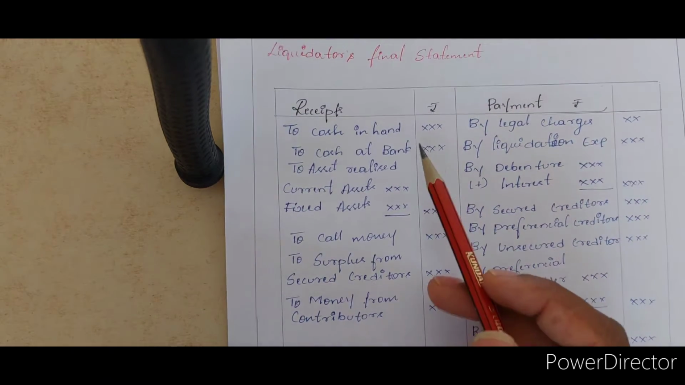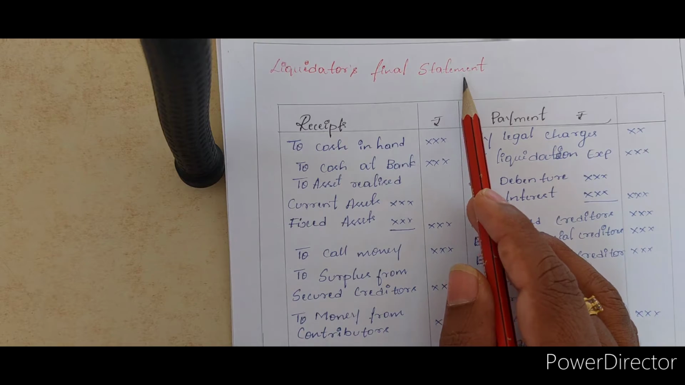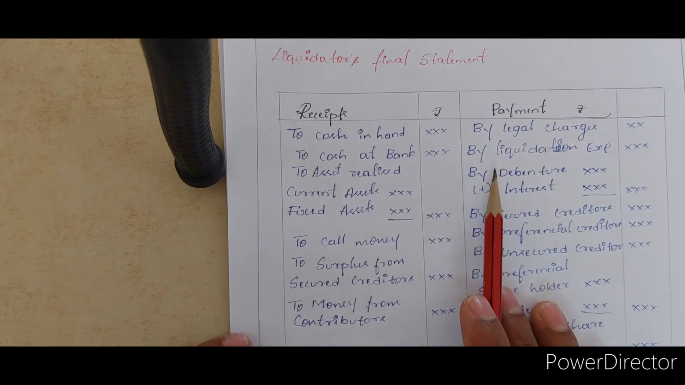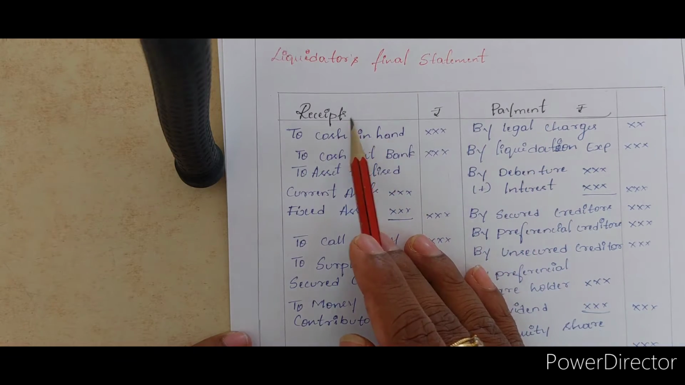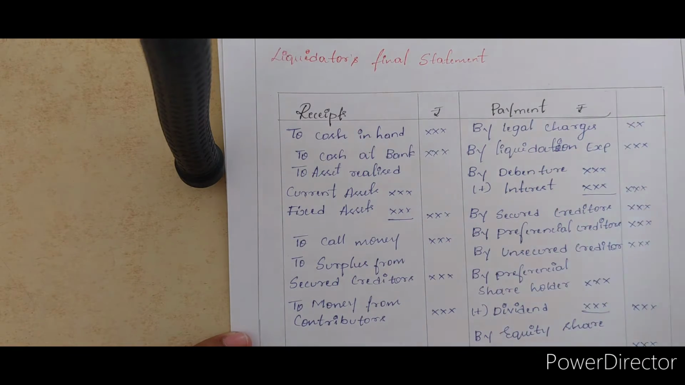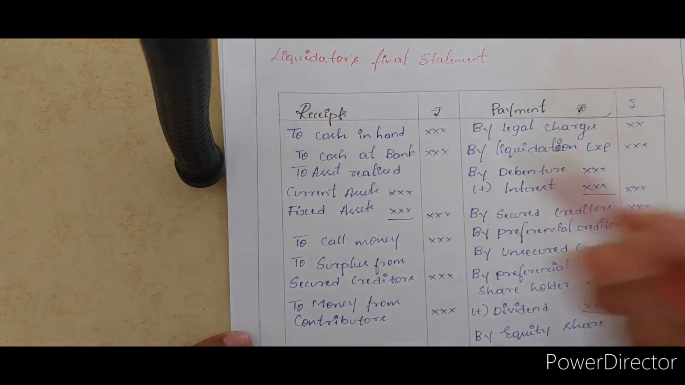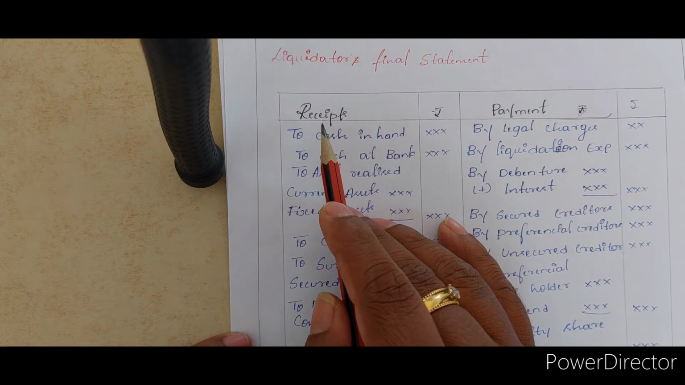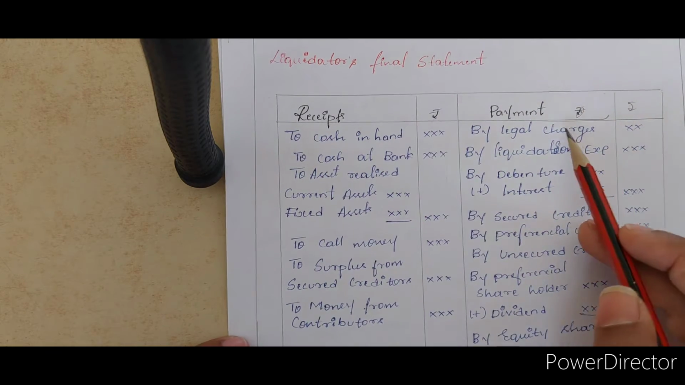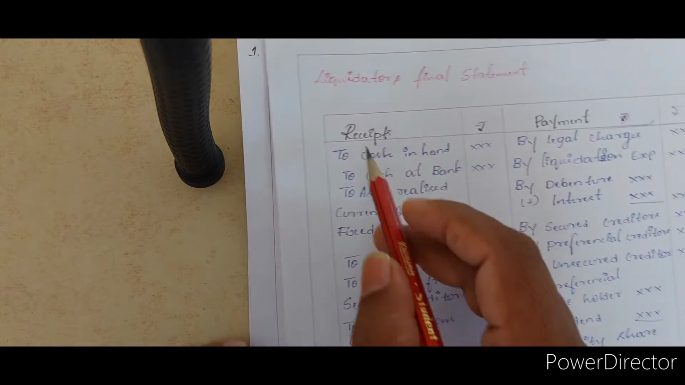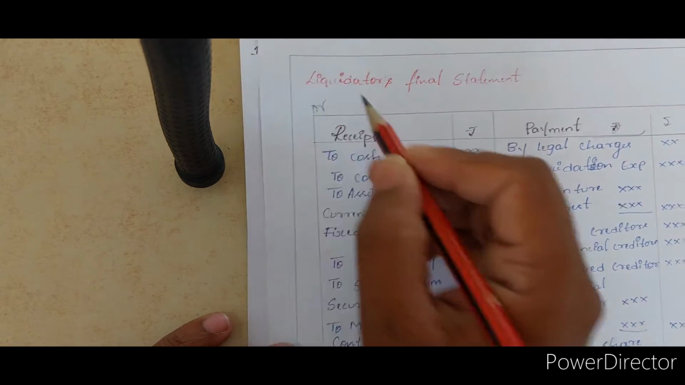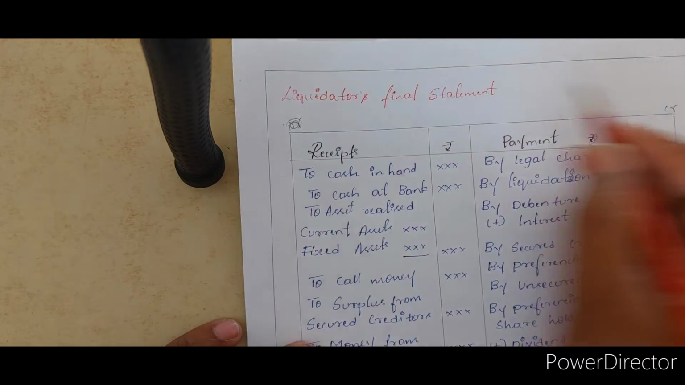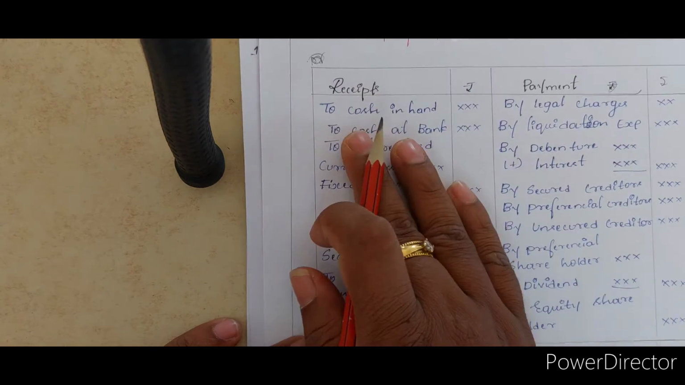So here, this liquidator's final statement form is made something like this. Receipts, rupees, and payments, rupees. Okay, there are 4 columns. The first column is receipts and the next column is the rupees of all the items relating to receipts, and the third column is the payments. This is debit and this is credit, but you need not mention debit and credit here, no issue, only receipts and payments.